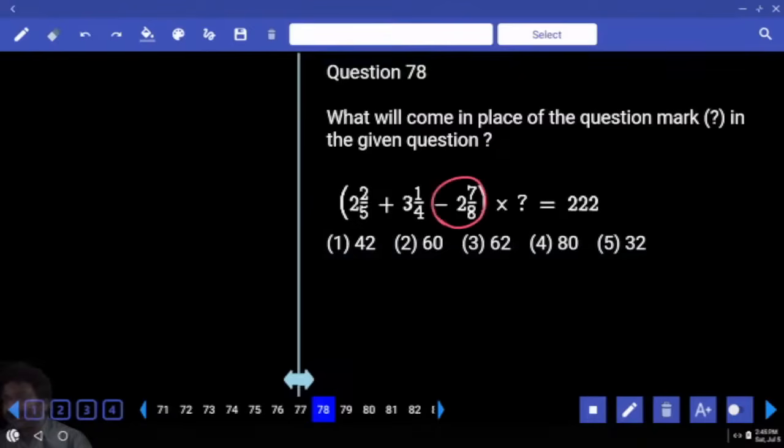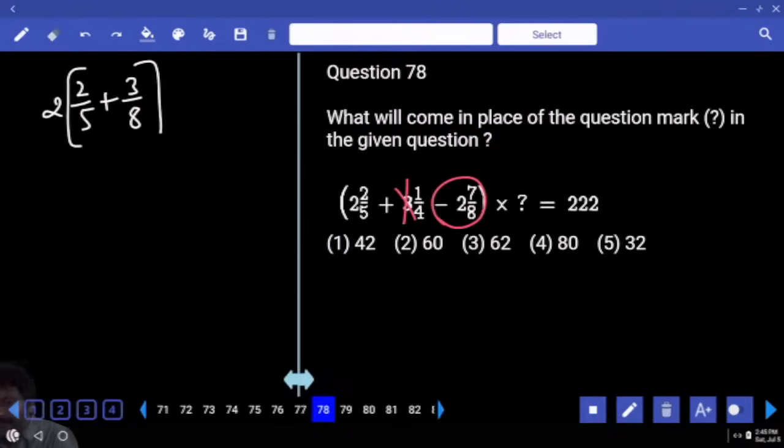There is only one negative number here. So instead of 2, 7 by 8, listen carefully. Instead of 2, 7 by 8, I will subtract 3 and add 1 by 8 later. Are you okay? Subtract 3 from 3, 1 by 4. How much is left there? 1 by 4 plus how much you need to add? 1 by 8. 1 by 4 can be treated as 2 by 8 plus 1 by 8. So 2 by 5 plus 3 by 8. Can I divide like this?